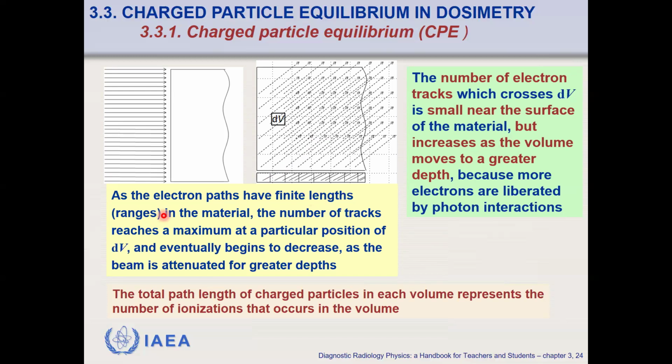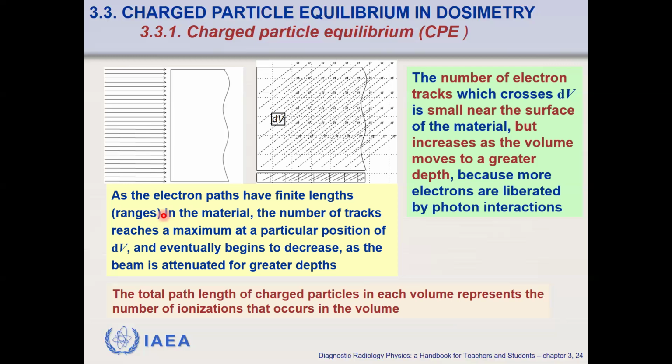So electrons have finite ranges in the material, meaning they cannot travel indefinitely. This causes the number of tracks to reach a maximum at a certain depth, where the combination of photon interactions and electron energy ranges is optimal.